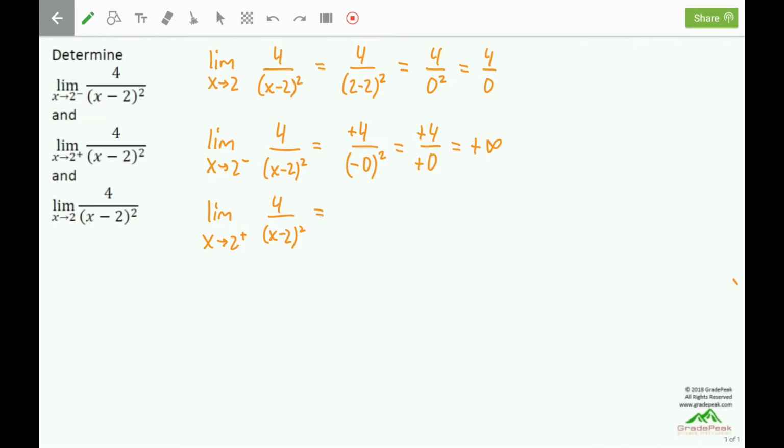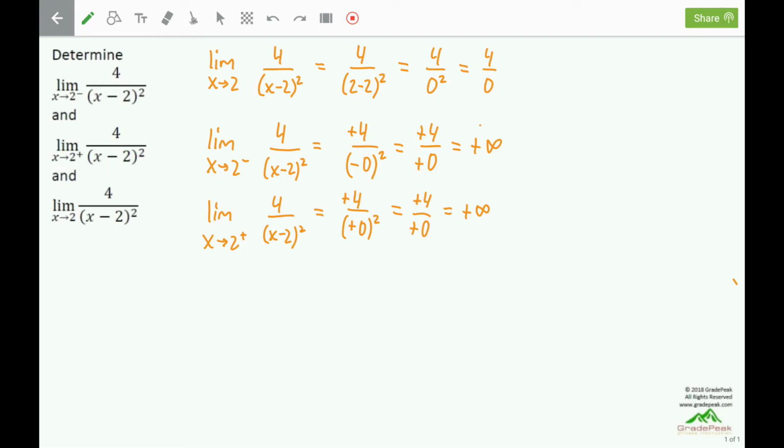For the right-sided limit, we're on the right side of 2, something greater than 2, like 2.01. If plugged in for x, that'll come out to a positive number. It approaches 2, though, so it'll limit to a 0. The numerator is a positive 4, so we have a positive 4 over a positive squared, which is positive. 0 squared is 0. Positive over positive is positive. A non-zero over 0 is an infinity. And we have the right-sided limit is also positive infinity.